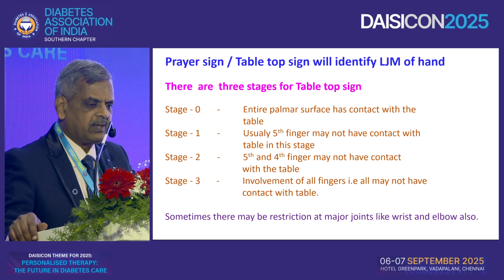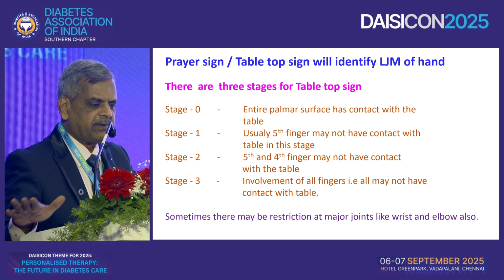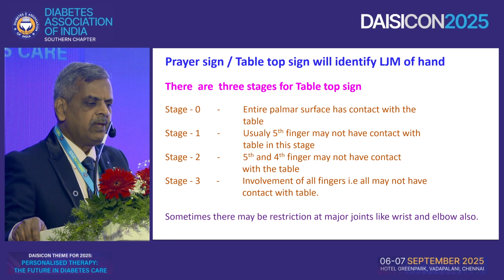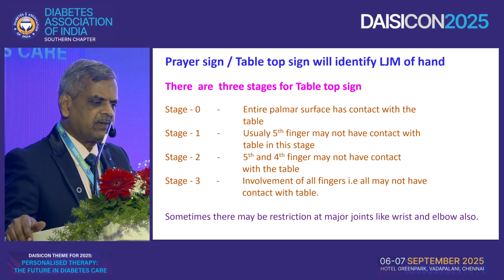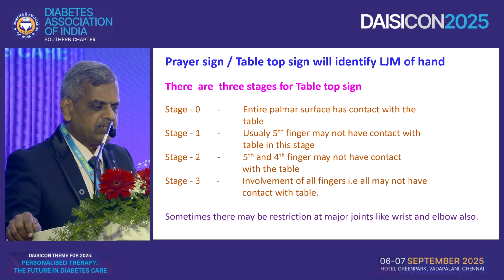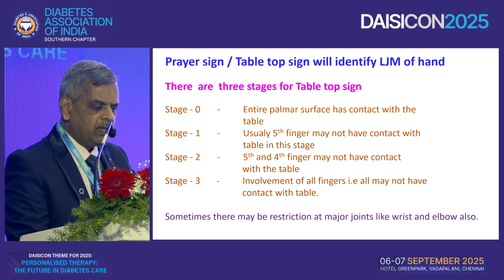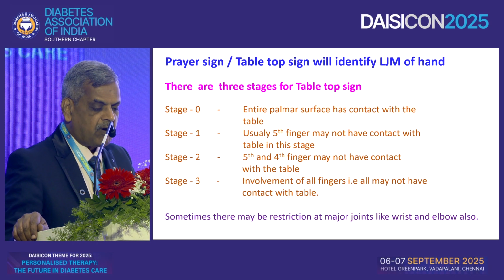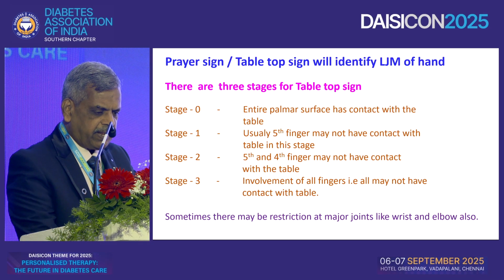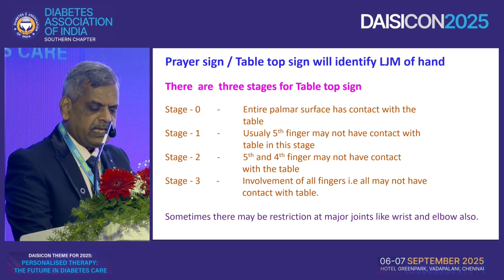There are 3 stages of the tabletop sign. Normal: the entire palm surface has contact with the table, otherwise they don't have the prayer sign or stiffness of the fingers. Stage 1, usually the 5th finger may not have contact with the table. Stage 2, the 5th and 4th fingers may not have contact with the table. Stage 3 is involvement of all fingers, that is, all may not have contact with the table. Sometimes there may be a restriction at major joints like the wrist as well as the elbow.